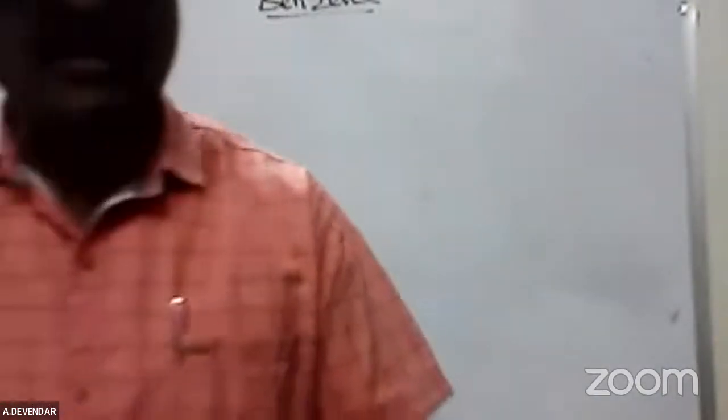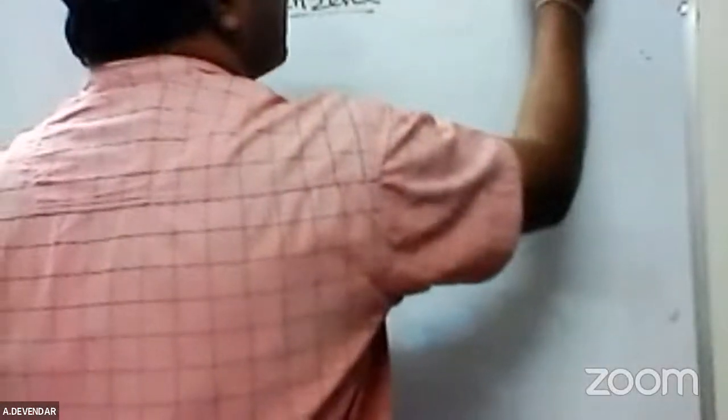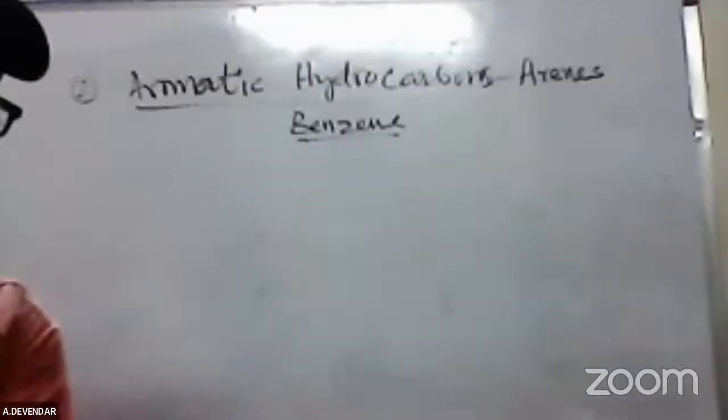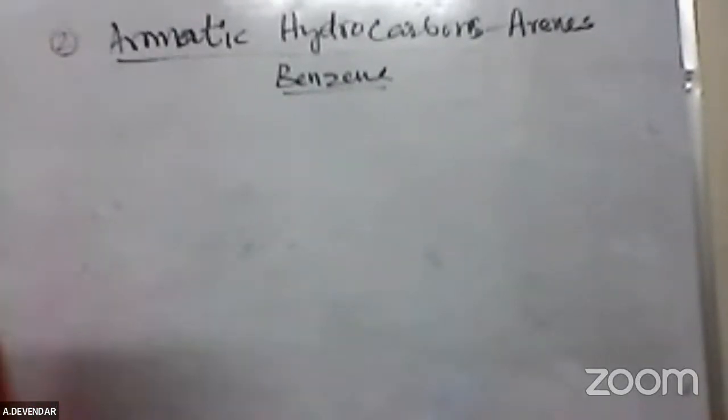First is benzene. Please listen here. What is benzene? How is benzene present in structure? In aromatic compounds, benzene is the first member of the aromatic hydrocarbons. Aromatic hydrocarbons are also called arenes. Our next chapter is arenes only. So in that example, benzene is there.